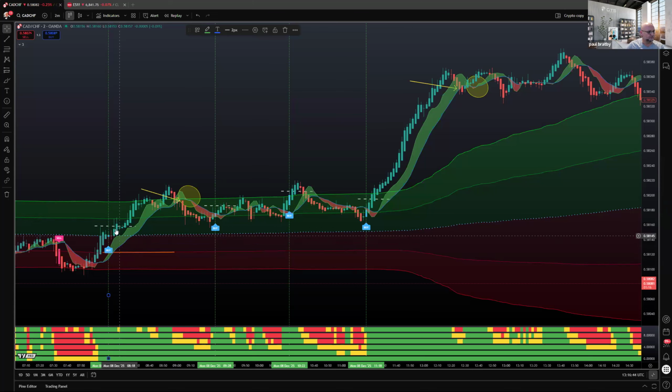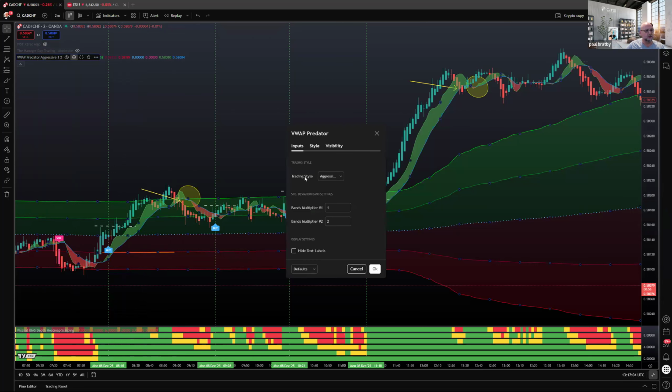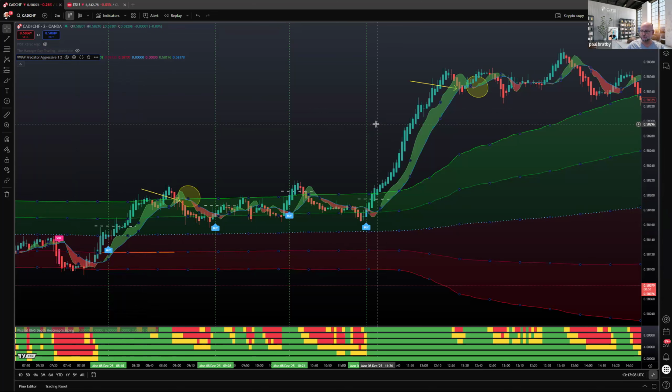Stop loss: we've got the VWAP here, and then the next extension of the VWAP is where our initial stop goes. Now, we do have a ribbon on the VWAP. This is actually set to aggressive. When I look here, the trading style is aggressive because we need to be aggressive, because we're scalping.